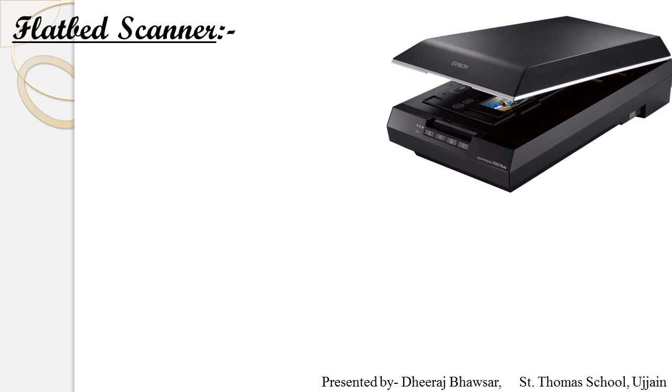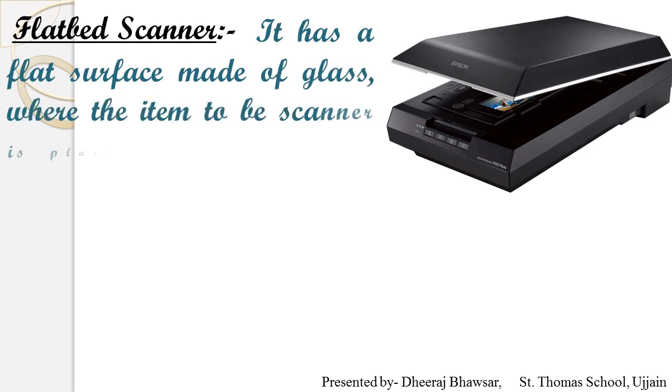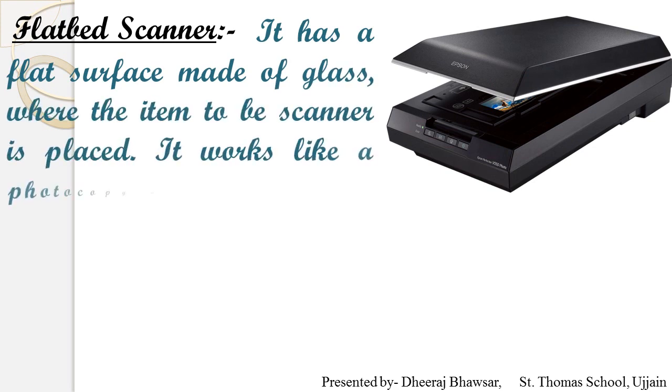The scan head is moved under the glass, and it has a flat surface made of glass where the item to be scanned is placed. It works like a photocopy machine, and the flatbed scanner looks like this.